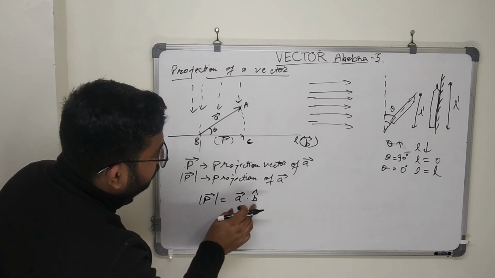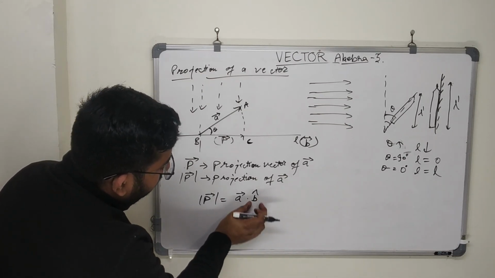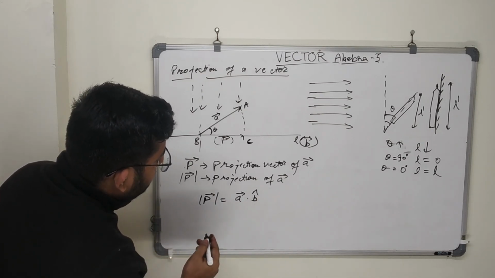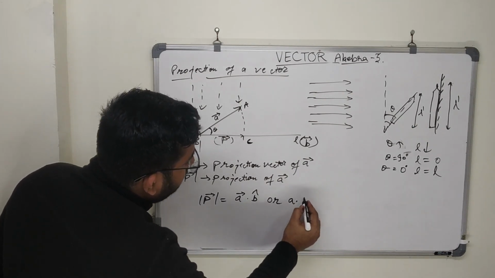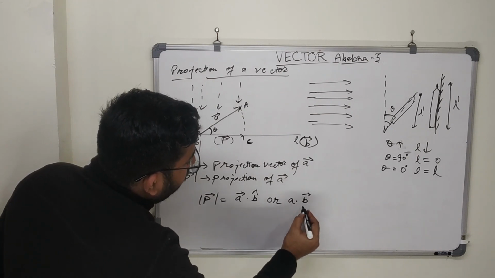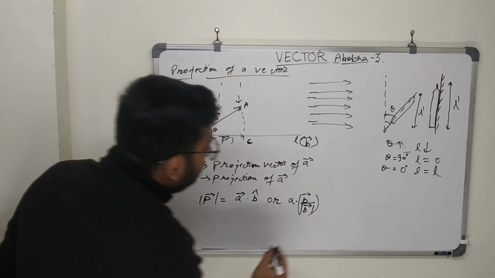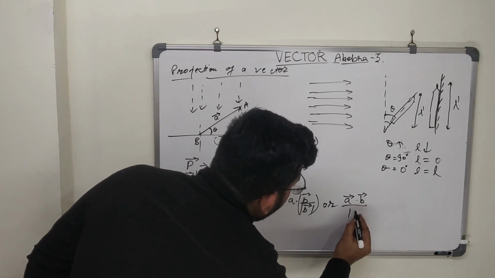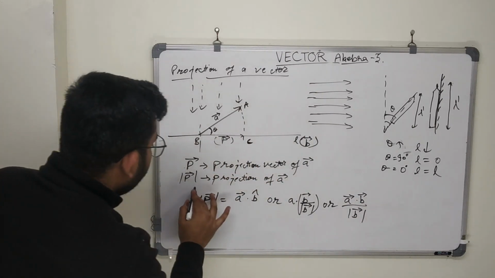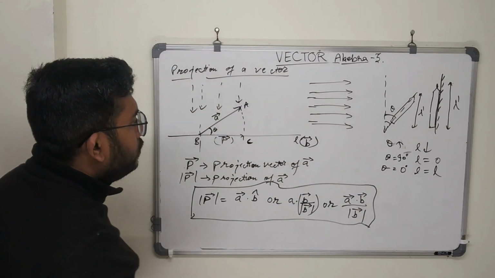This is just similar to when we are asked to find a vector in the direction of b vector with some other magnitude. So this can also be written as a vector dot b vector upon magnitude of b vector. So now in this way we have obtained the projection of a vector. So please note it down.